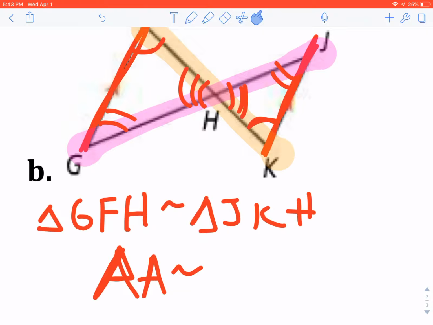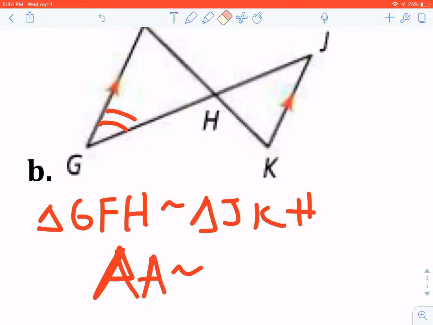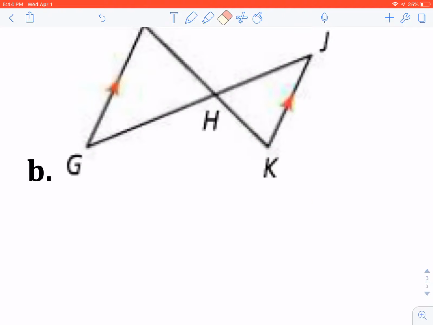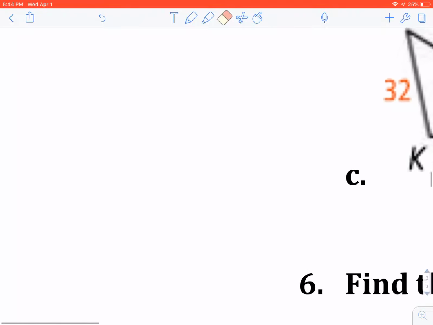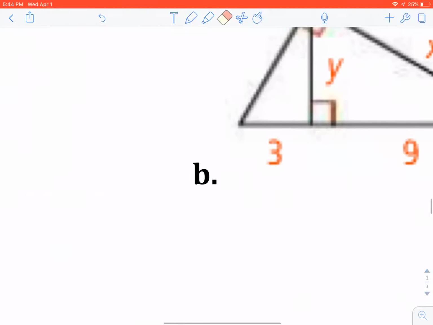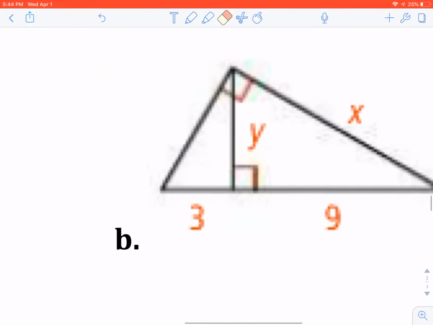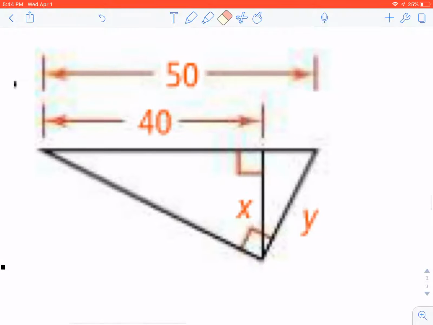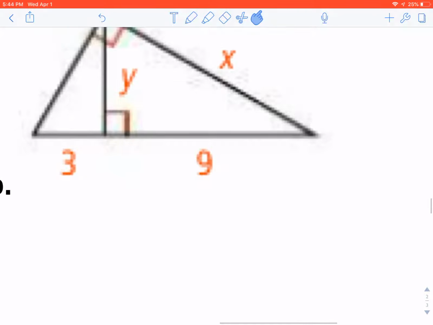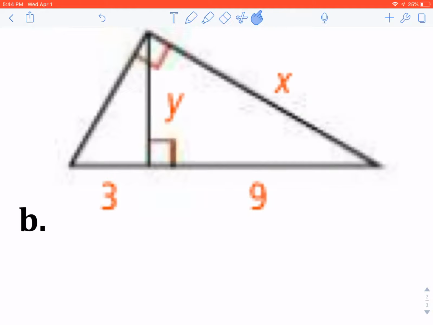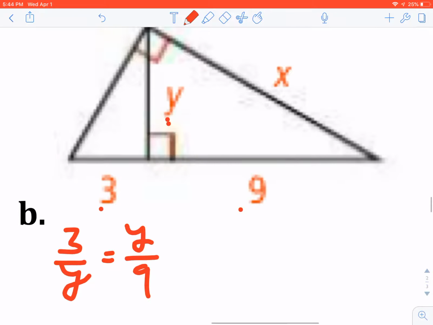Last one. This was a big hitter on section 7.4. And I was only asked to do B. Now I will tell you, if you're stuck on A, the whole thing here is said to be 50. It tells you that piece is 10. That's a little hint for you there if you're having any issues. In letter B rather, I would find Y first, and I would do my part of the hypotenuse as the altitude is to the part of the hypotenuse. So 3 is to Y, as Y is to 9.